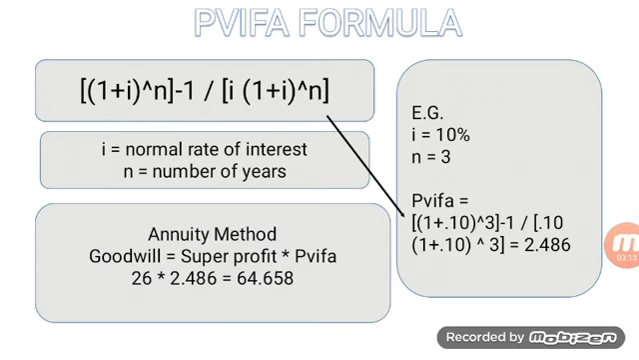And we already know that looking into the previous slide, super profit was 26. Now we'll not multiply by number of years of purchase, which is 3, but we'll multiply it by PVIFA value, which is 2.486. So it is 64.658. This is how we calculate goodwill following annuity method.